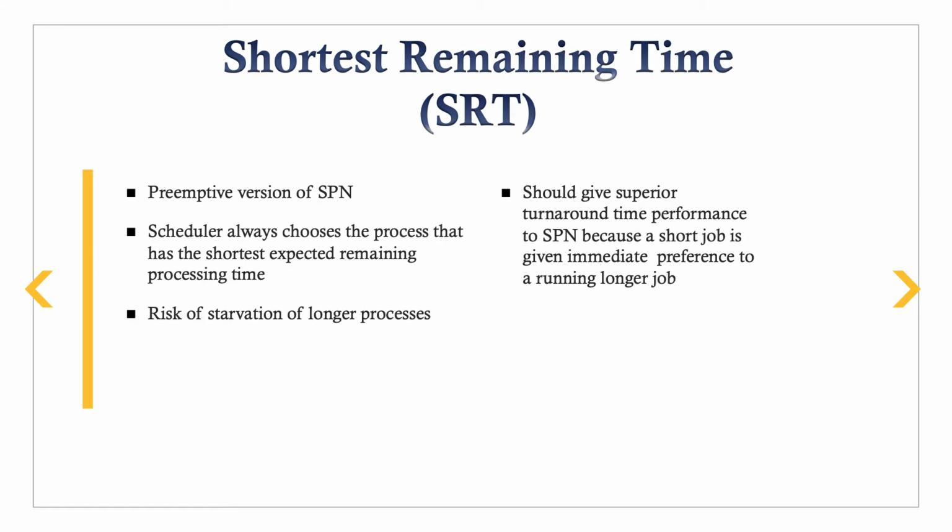Now, shortest remaining time is basically a preemptive version of shortest process next. It's a preemptive version of the one that we just looked at. The scheduler always chooses the process that has the shortest expected remaining processing time. This one still has the risk of starvation for longer processes, but it should give superior turnaround time to SPN because the short job is given immediate preference over a running longer job.